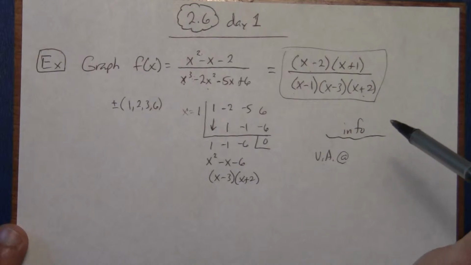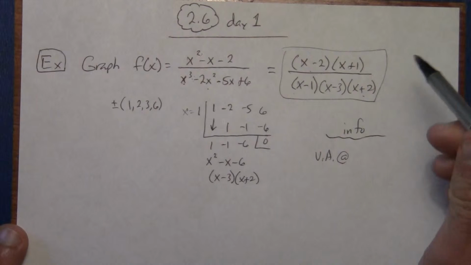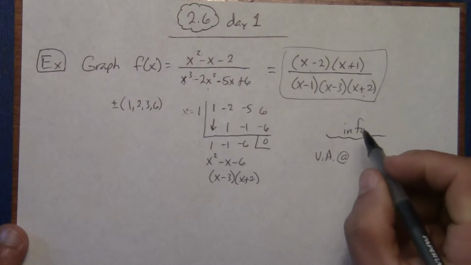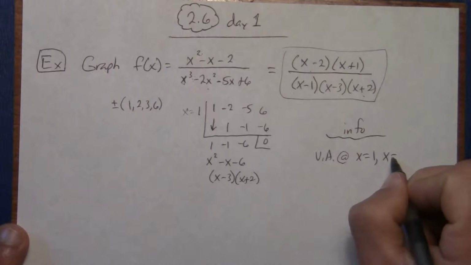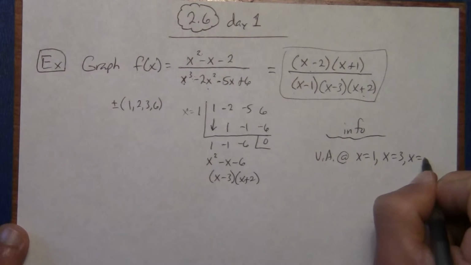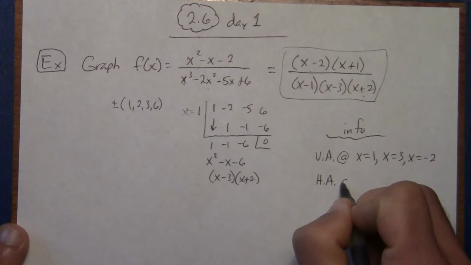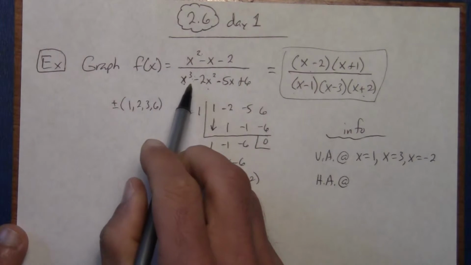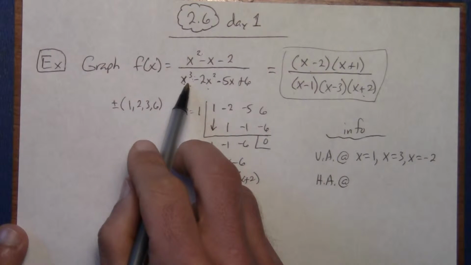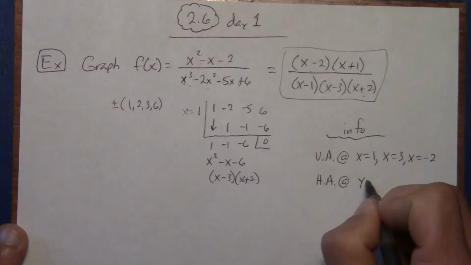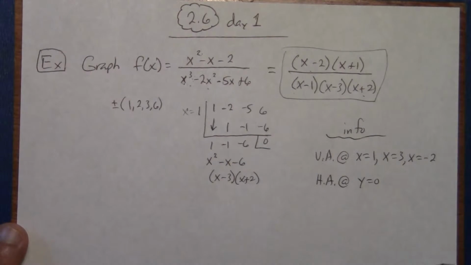If anything cancels or simplifies, you want to do that first because that represents a hole. We don't have any, so all of these things in the denominator are vertical asymptotes. So I've got one at x equals 1, I've got one at x equals 3, and I've got one at x equals negative 2. Can only have one horizontal asymptote, and it goes back to the rules here. Since the degree of the numerator is smaller than the degree of the denominator, it's automatically at y equals 0. If they were the same, then you would divide the leading coefficients.